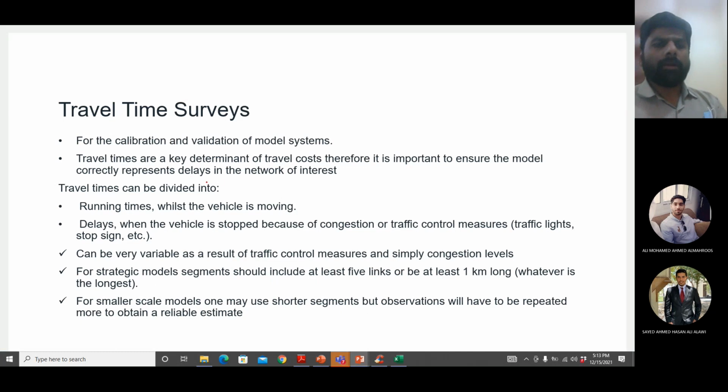They are dependent, obviously, upon delays and so on. Travel time is dependent upon delays and so on. So when you know the travel time, then you know which parts of the network will have more cost than the other parts, depending on the time. Travel time can be divided into two parts: running time and delays. Running time is the time during which the vehicle was moving, and delay is when the vehicle was not. It can be because of congestion. It can be because of a traffic control device, for example, a signal, a stop sign, or something like that.